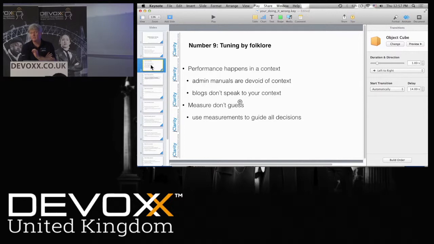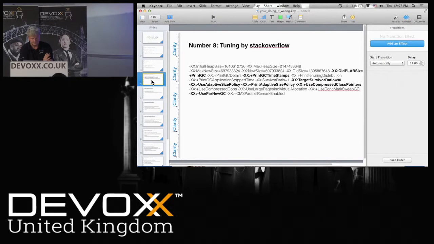Are there some measurements that we can take that are going to tell us exactly how we need to tune our system? And of course, there's a version of what I call tuning by folklore, which I call tuning by Stack Overflow, right? How many people engage in that? Right. Yes, or the equivalent of tuning by Stack Overflow.